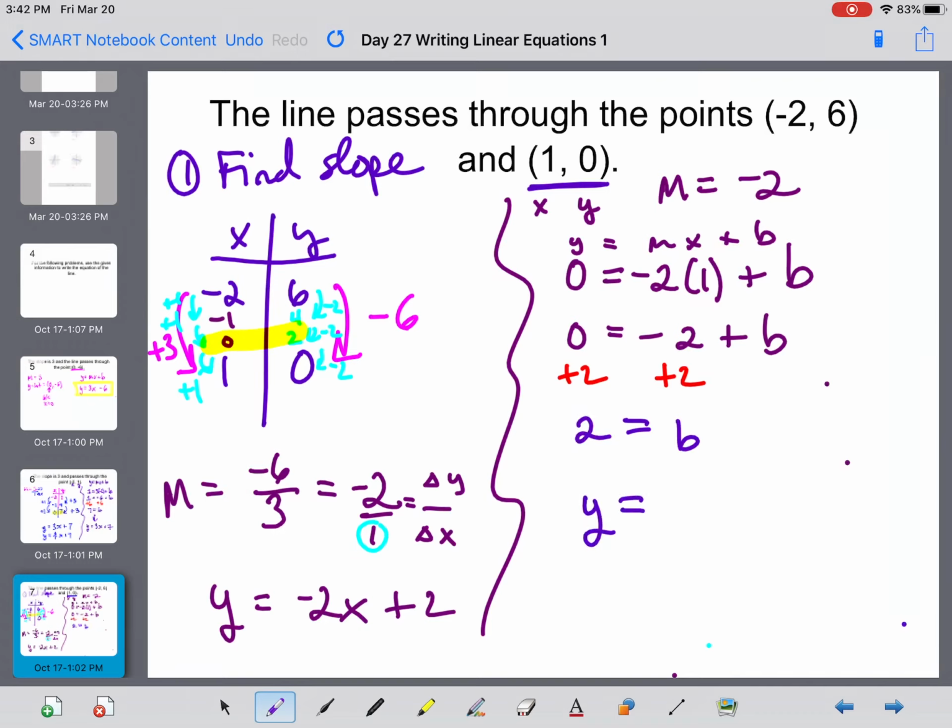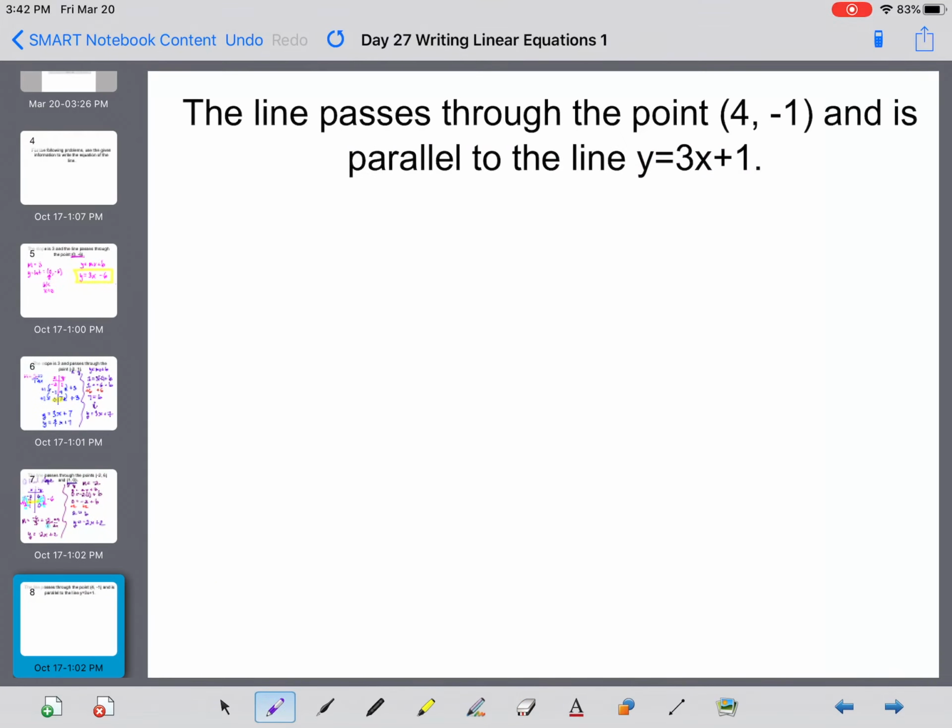So then I can put it all together. Y equals -2x plus 2. So any one of those strategies works. You pick your favorite. All right, let's try another one.